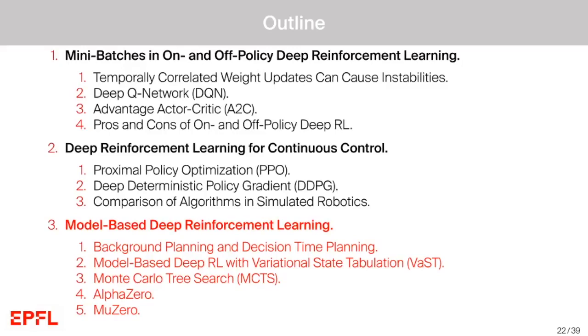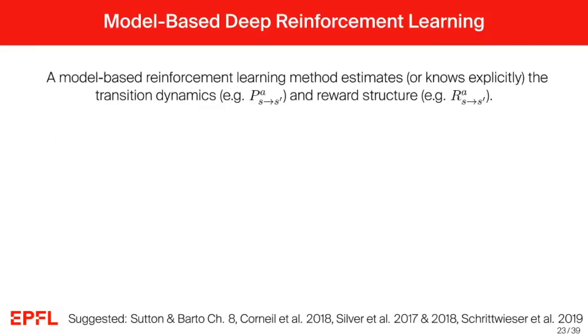Hi, and welcome to the third part of this lecture on applications and advances of deep reinforcement learning. As you have seen last week, a model-based reinforcement learning method estimates or knows explicitly the transition dynamics, that is, the probabilities for going from state S to state S prime under action A, and also the reward structure, for example, the rewards that are given when such a transition happens.